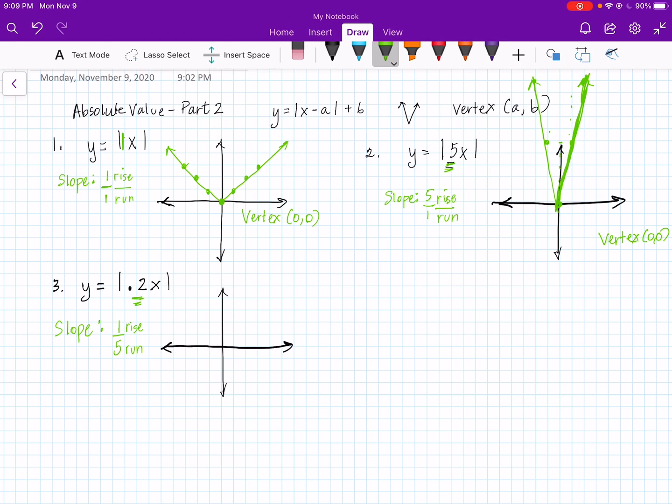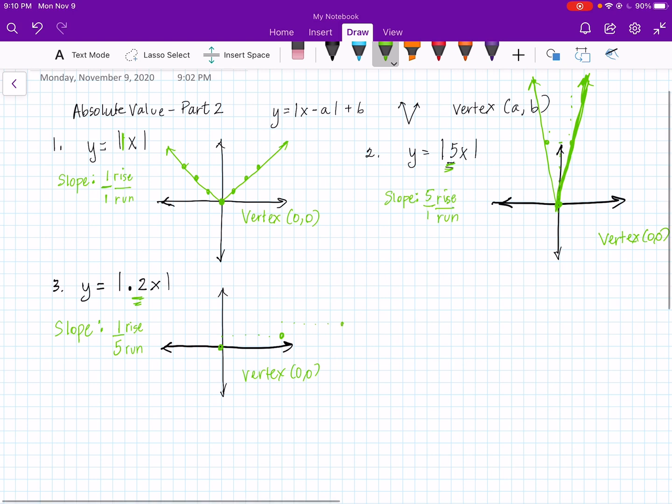And when I had a fractional slope or a very small slope, what did we notice about our line? It wasn't as steep. Same thing happens here. Again, my vertex is 0, 0. So I'm going to start here. Now I rise 1 and I run 1, 2, 3, 4, 5. I rise 1 and 1, 2, 3, 4, 5, all the way over here.